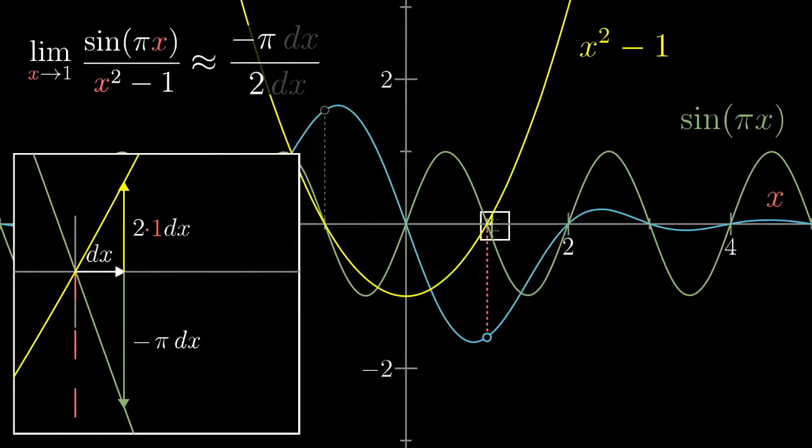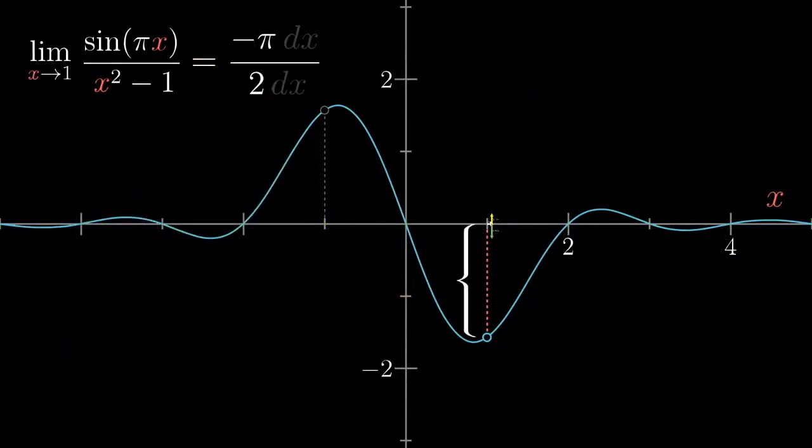And importantly, those approximations get more and more accurate for smaller and smaller choices of dx, right? So this ratio, -pi over 2, actually tells us the precise limiting value as x approaches 1. And remember, what that means is that the limiting height on our original graph is evidently exactly -pi over 2.